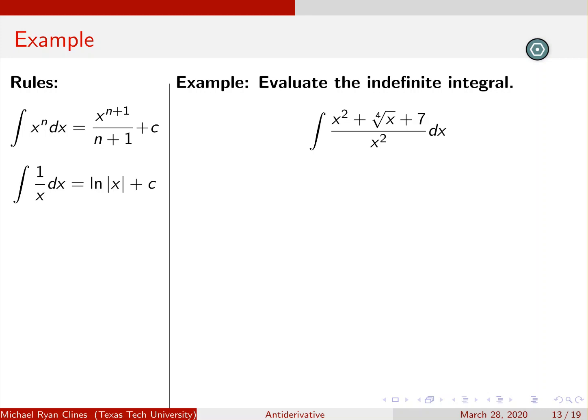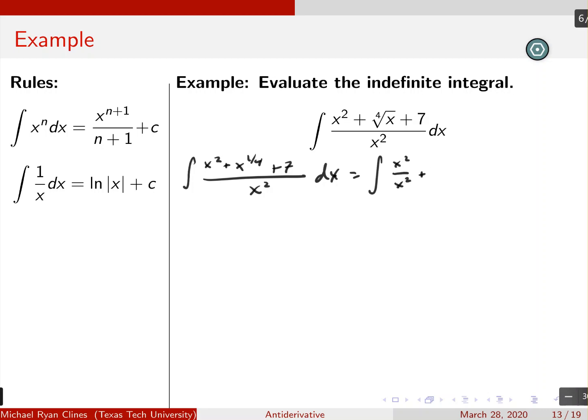Well, so we get the integral of x squared plus x to the 1/4, because that is a 4th root right there. So we need to rewrite x to the 1/4 plus 7 divided by x squared with respect to x. Okay. Well, what we're going to do is divide each term individually. So this is equal to the integral of x squared over x squared plus x to the 1/4 over x squared plus 7 over x squared dx. Let's put brackets around these guys.